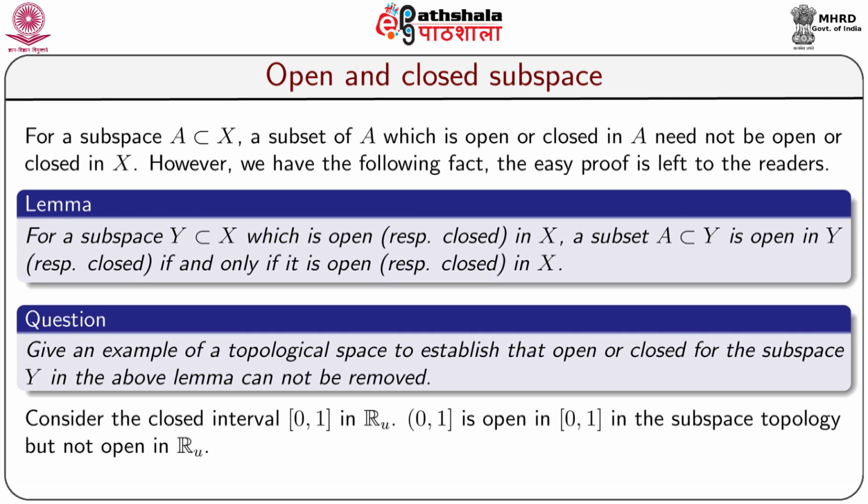Now, let us put this example. Give an example of a topological space to establish that open or closed for the subspace Y in the above lemma cannot be removed. What can be the answer? Consider the closed interval [0,1] in R_U. The semi-open interval, left side open, right side 1 is open in the closed interval [0,1] in the subspace topology, but not open in R_U. This happens because closed interval [0,1] is not open in R_U.